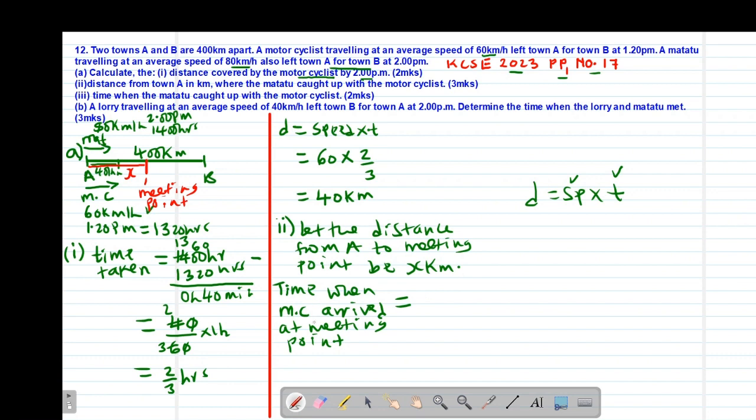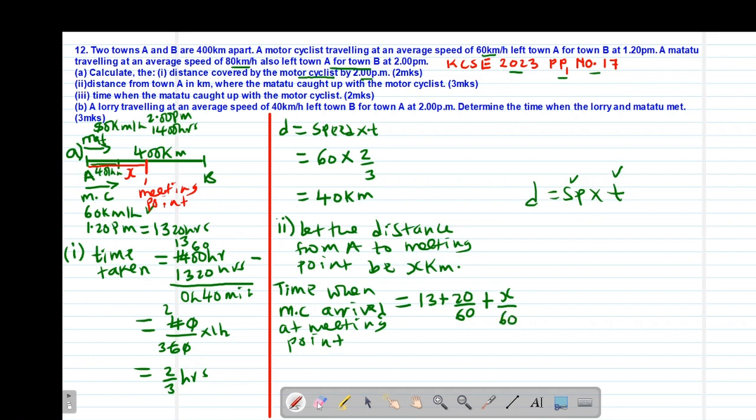So the motorcyclist departed at 1:20 p.m., which is 1320 hours, which can be written as 13 hours and 20 minutes. I convert the 20 minutes into hours, so I divide by 60, because 60 minutes is equal to 1 hour. So this is the departure time plus the time it took on the road. Time is distance over speed. The distance from A to the meeting point is x, divided by the speed of the motorcyclist, which was 60 kilometers per hour.